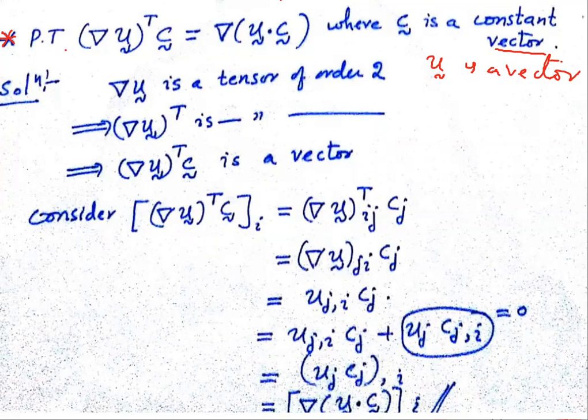Now U is a vector, that means it is a tensor of order 1, right? And gradient of U, when you apply a gradient, what is happening to the order? Order will be increased. So it is a tensor of order 2. And the transpose of that is also a tensor of order 2. Right? Then just multiply C to it. Gradient U whole transpose C, this is ordinary multiplication, is a vector.